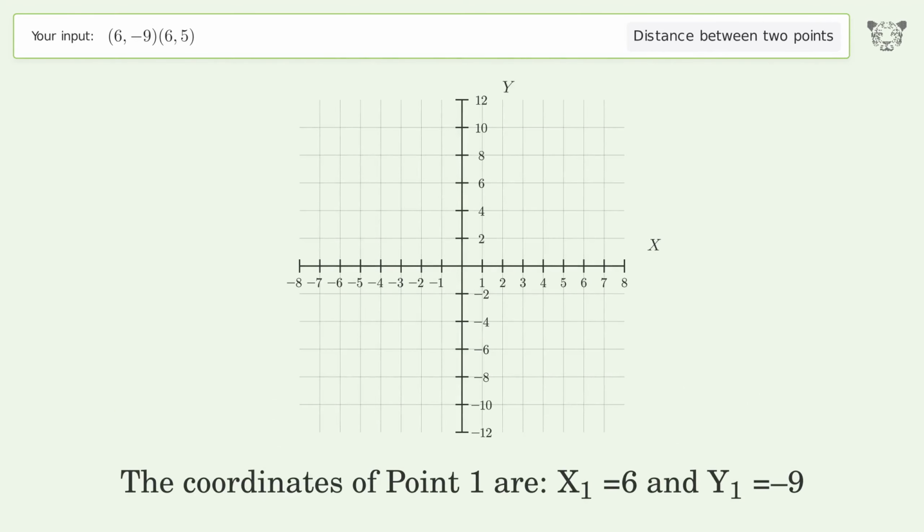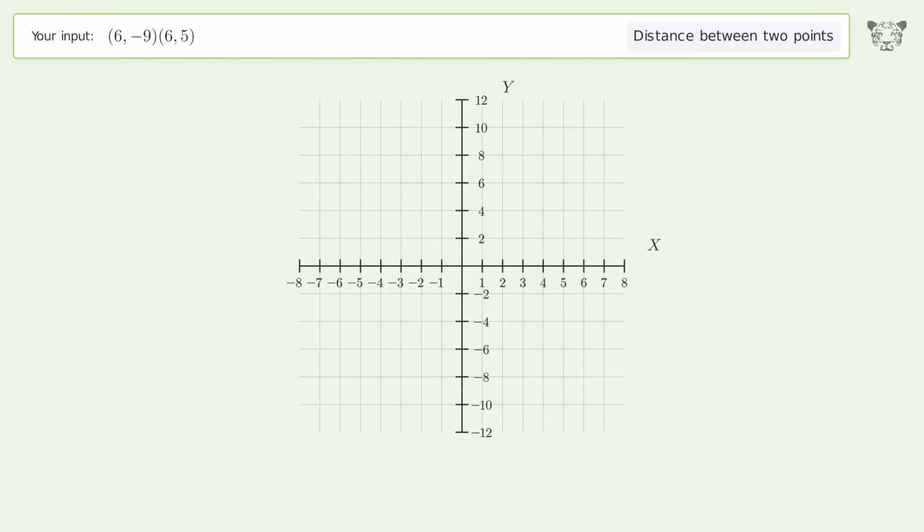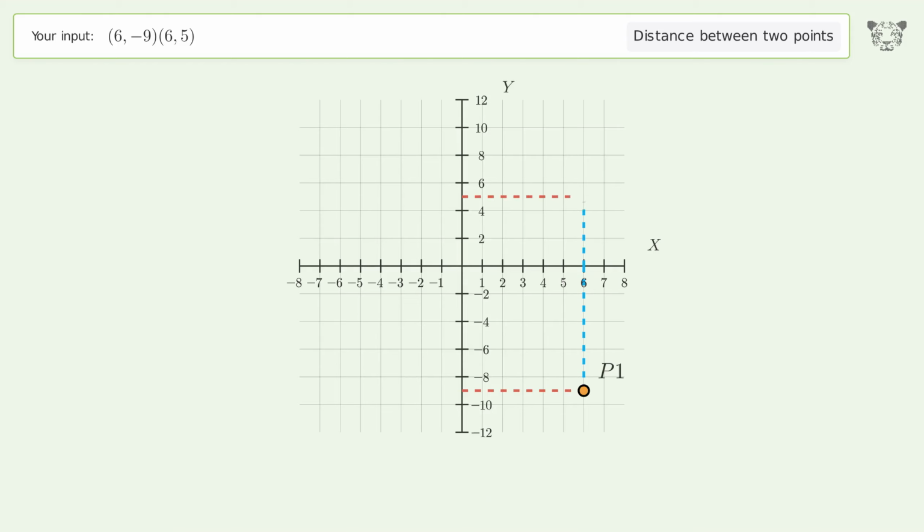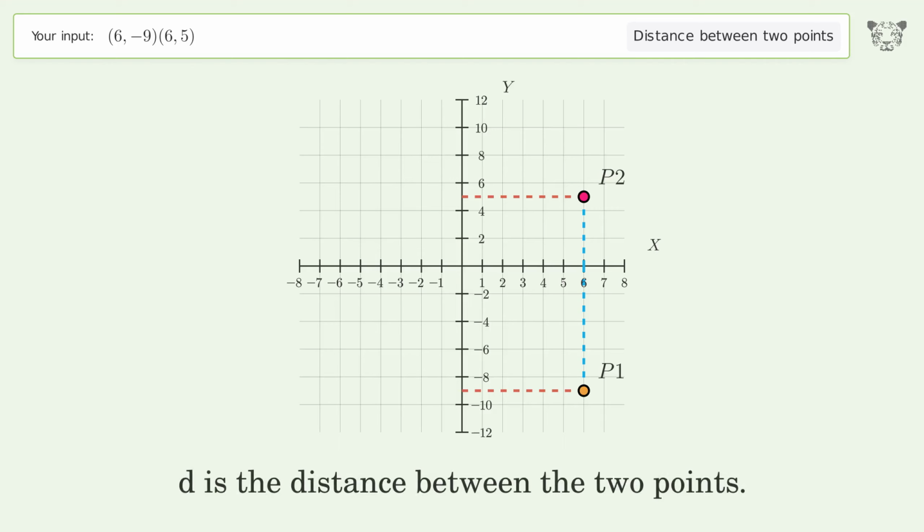The coordinates of point 1 are x1 equals 6 and y1 equals -9. The coordinates of point 2 are x2 equals 6 and y2 equals 5. D is the distance between the 2 points.